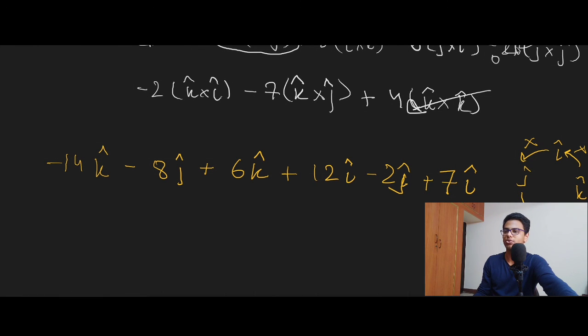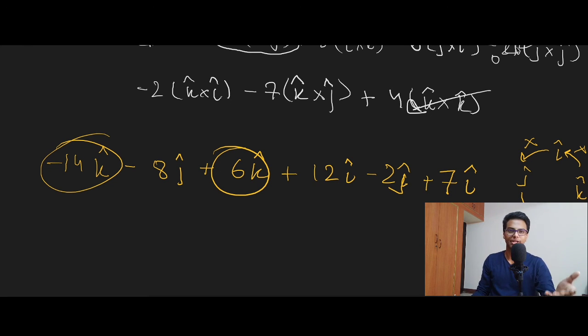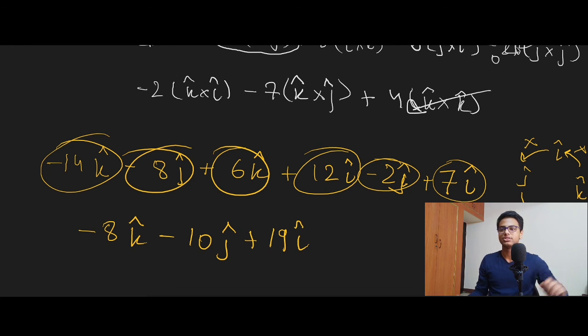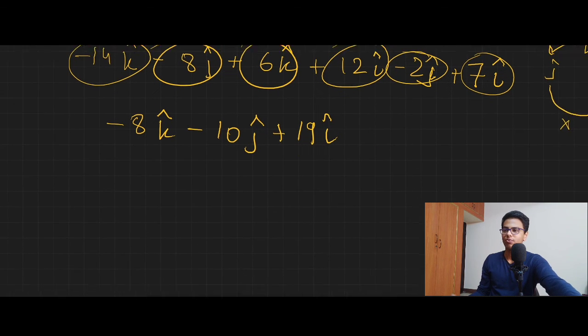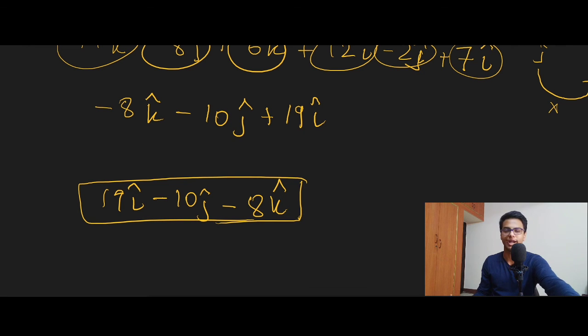Now what we are going to do is algebraically add all the ones where the component remains the same, right? Wherever you have k cap, you can go ahead and algebraically add them. So what is minus 14 plus 6? That's going to be minus 8 k cap. What's minus 8 j cap minus 2 j cap? That gives you minus 10 j cap. And then finally you have 12 I cap plus 7 I cap. That gives you 19 I cap. So your final cross product over here would be 19i cap minus 10j cap minus 8k cap. That is how you go ahead and do it.